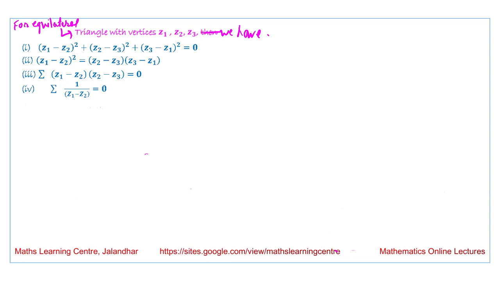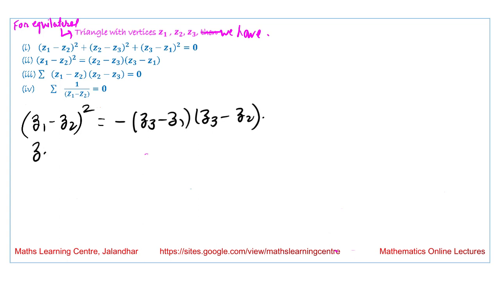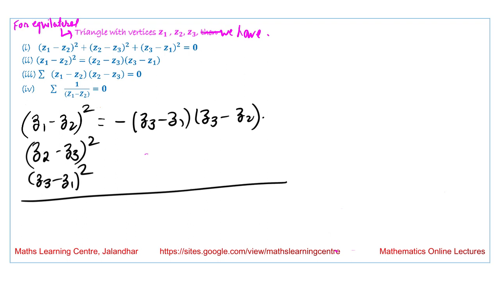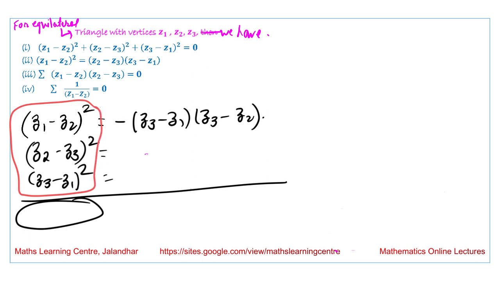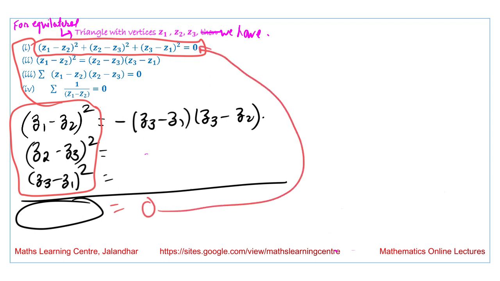Next we have, for the equilateral triangle with vertices z1, z2, z3, the value of z1 minus z2 square is equal to minus of z3 minus z1 into z3 minus z2. Similarly, we can write the value of z2 minus z3 square, and we can write the value of z3 minus z1 square. And if we add all these values, the sum of all these values comes out to be equal to 0.